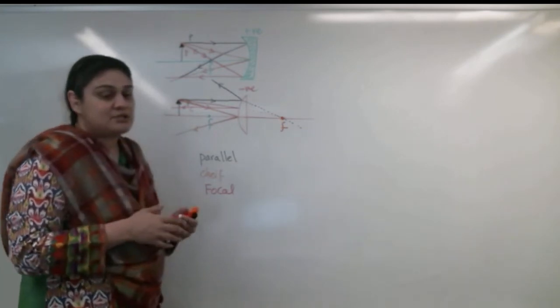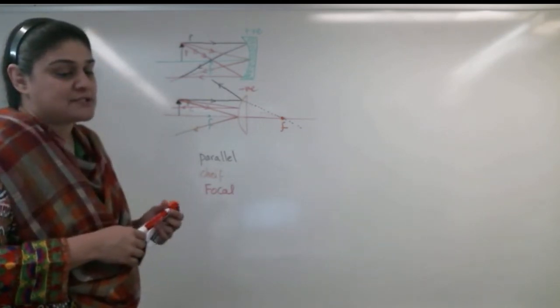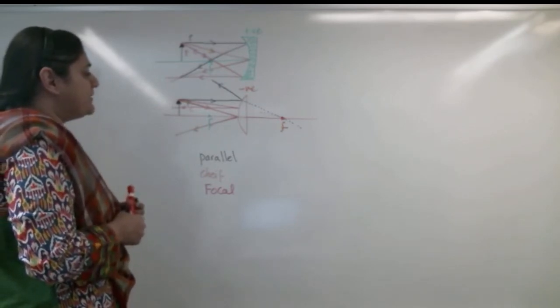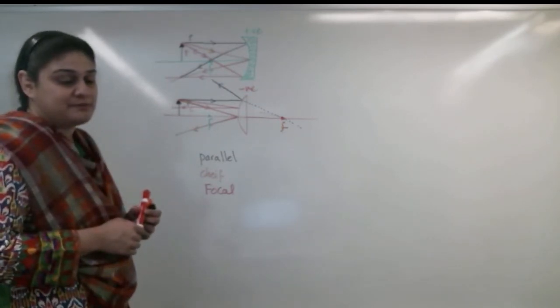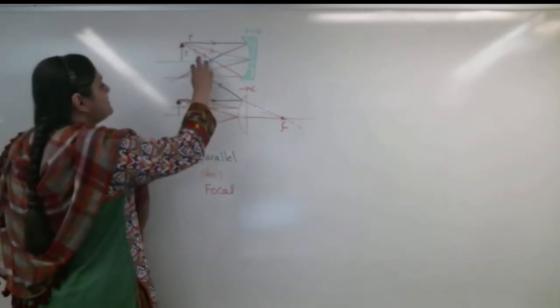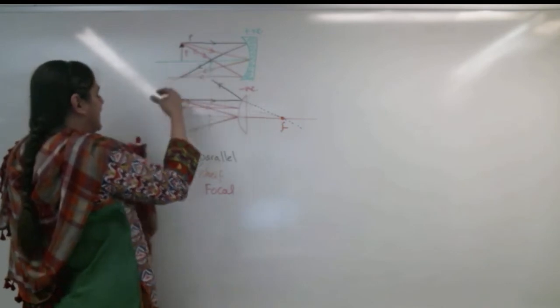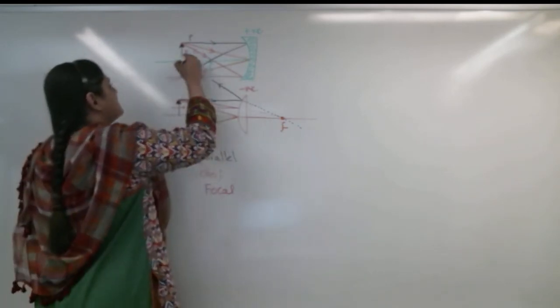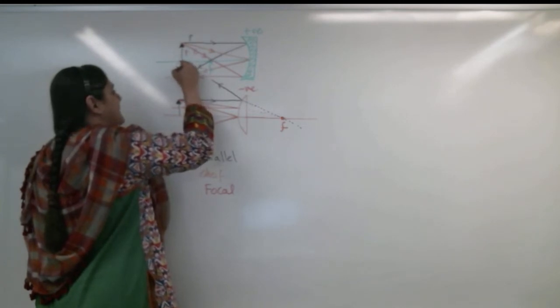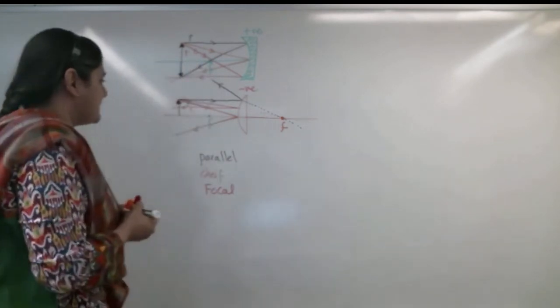Now how do I find where my image is? I don't actually have a point for where the image is going to be formed. In the first case, it's easy. All these 3 rays join up in one spot, which is here. So I start from my optical axis and I come back here. This is where my image is going to be.